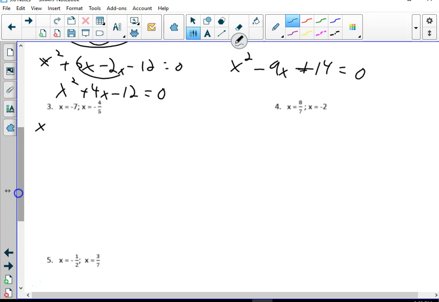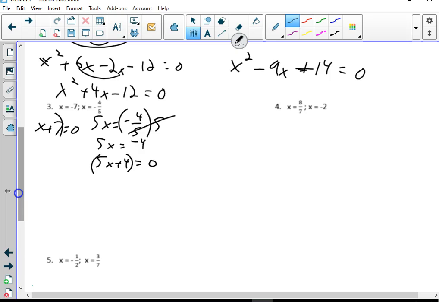Okay? This one's easy. X plus 7 equals 0. This one's a little bit more work, so we take the steps. X equals negative 4/5. To get everything on the left side, first thing we have to do is multiply by 5. We get 5x equals negative 4. Then we have 5x plus 4 equals 0. So there's my two binomials. So I'm going to take x plus 7 times 5x plus 4.